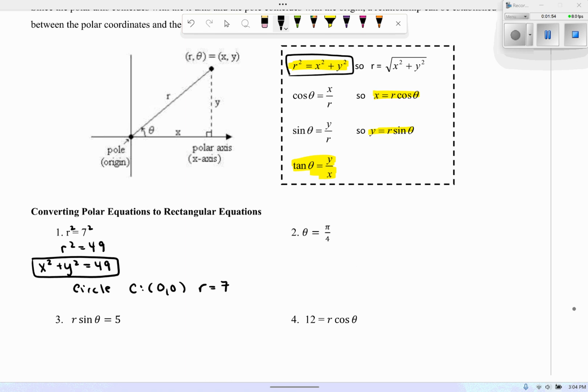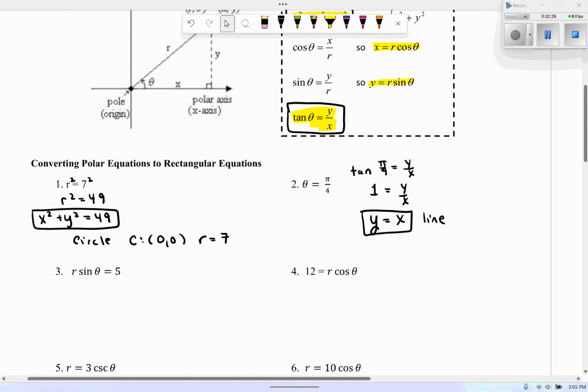Looking at the next one, now we have theta equals pi over 4. So for this one, we're going to use this tangent theta equals y over x, and we're going to put pi over 4 in for theta. So we have the tangent of pi over 4 equals y over x. On our unit circle, the tangent of pi over 4 in the first quadrant is 1. And we're going to solve for y, so y equals 1x, or just x. And of course, this is the equation for a line that goes through the origin.